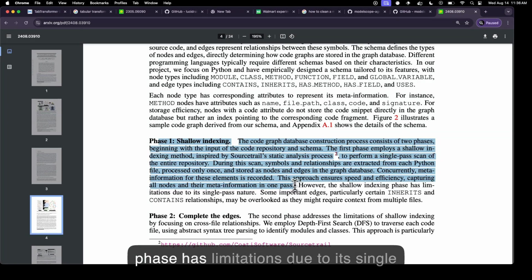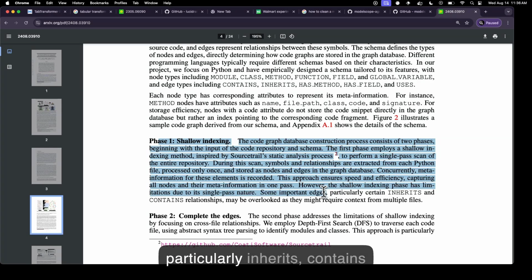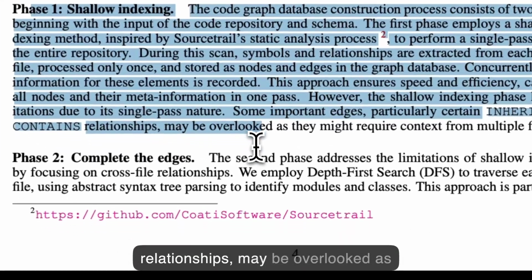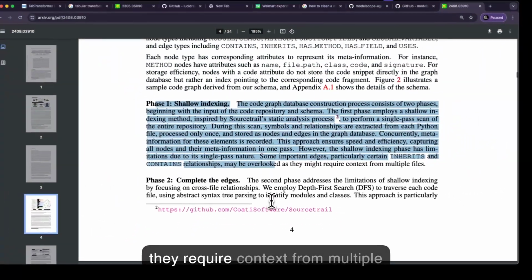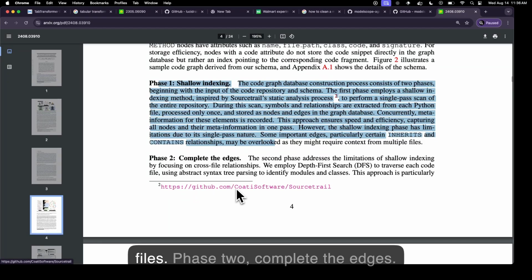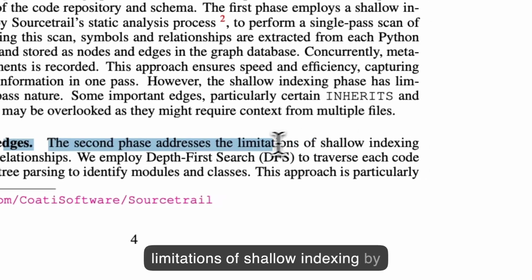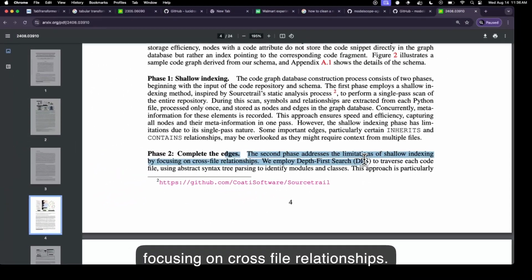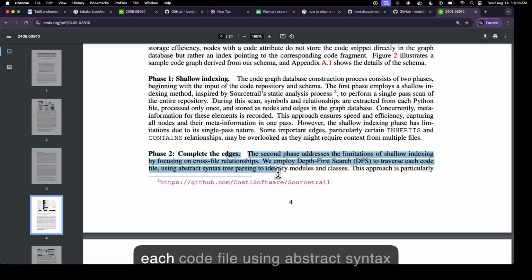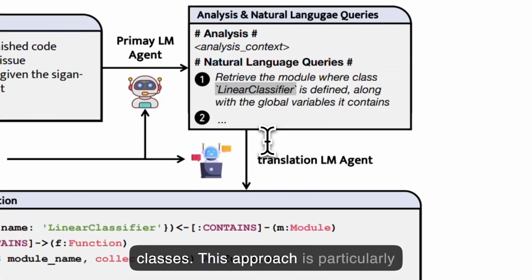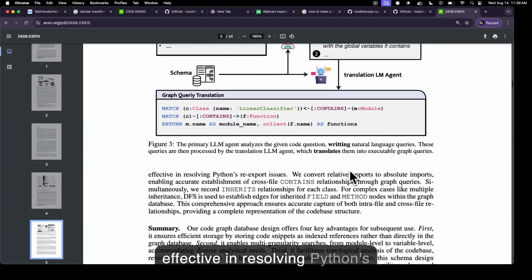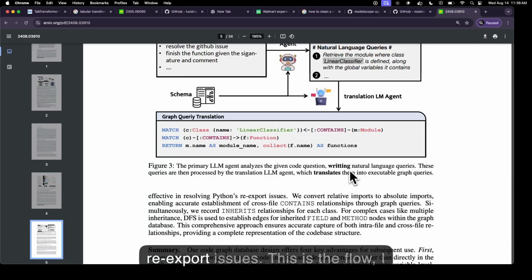However, the shallow indexing phase has limitations due to its single pass nature. Some important edges, particularly inheritance and contains relationships, may be overlooked as they require context from multiple files. Phase 2, complete the edges. The second phase addresses the limitations of shallow indexing by focusing on cross-file relationships. They use depth first search to traverse each code file, using abstract syntax tree parsing to identify modules and classes. This approach is particularly effective in resolving Python's re-export issues.